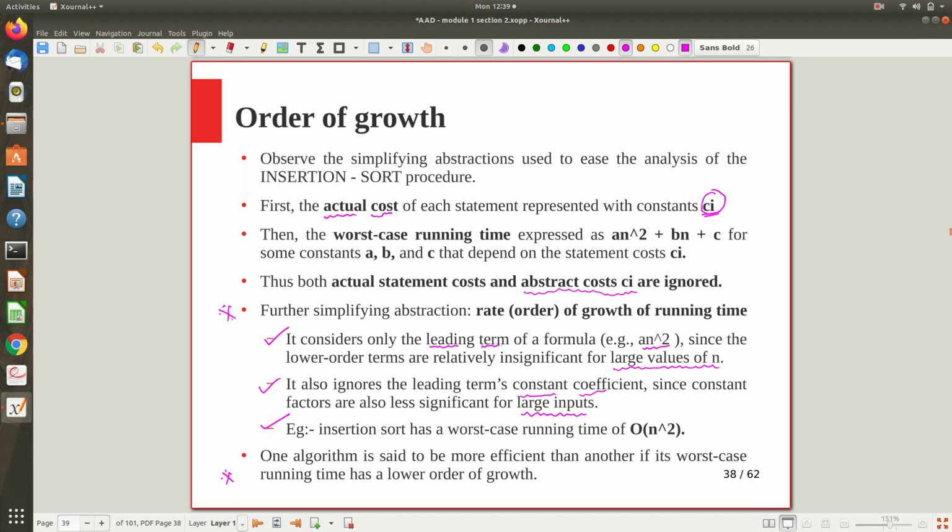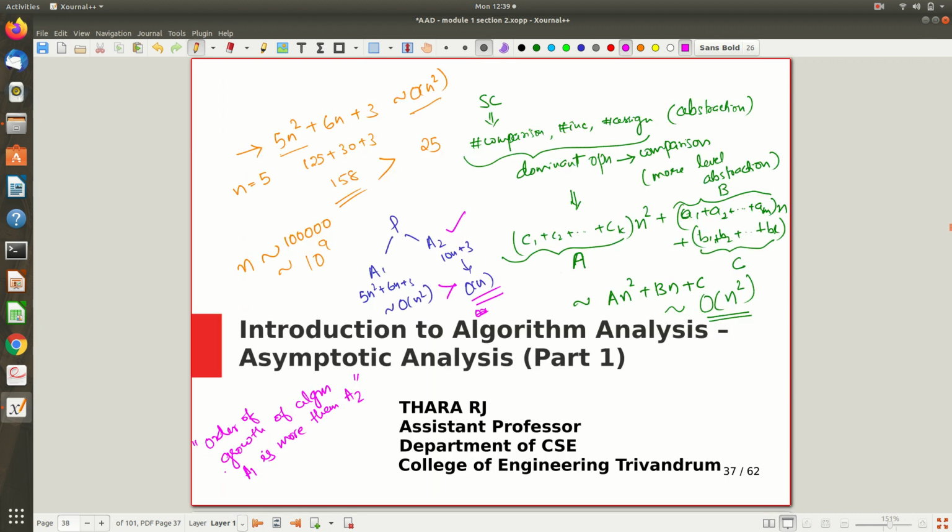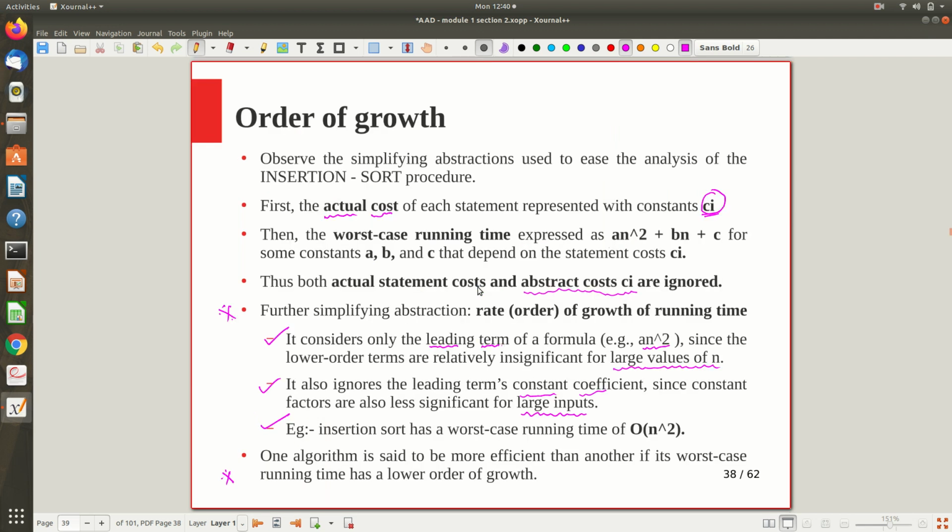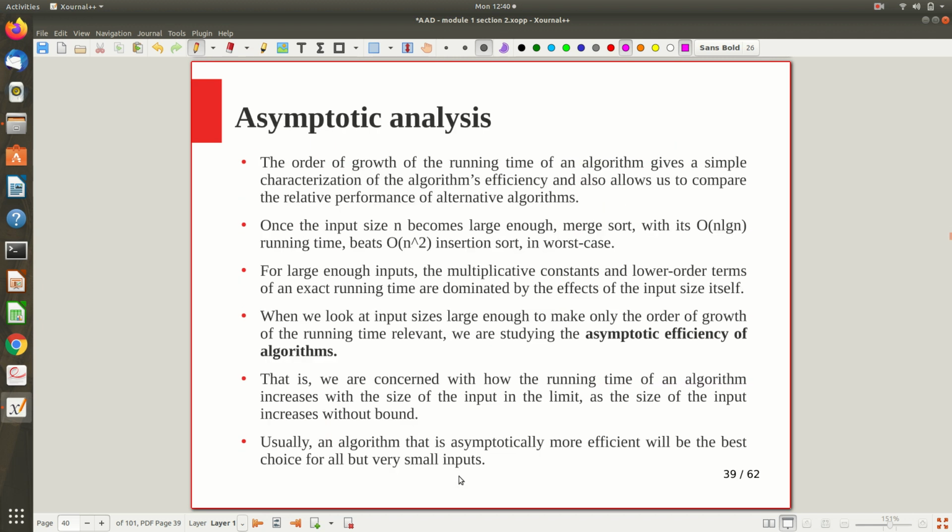Here, algorithm A1 has order of growth n square, and A2 has order of growth n. So A2 has a lower order of growth, which says that A2 is more efficient, right? One algorithm is said to be more efficient than another if its worst case running time has a lower order of growth. That is what we need.